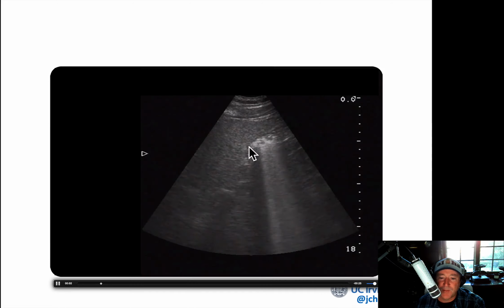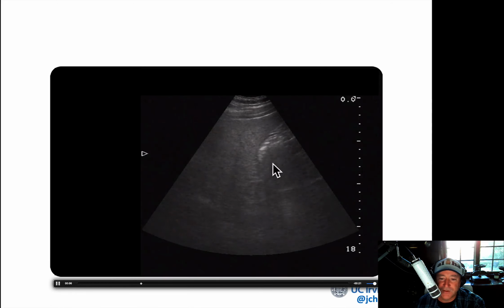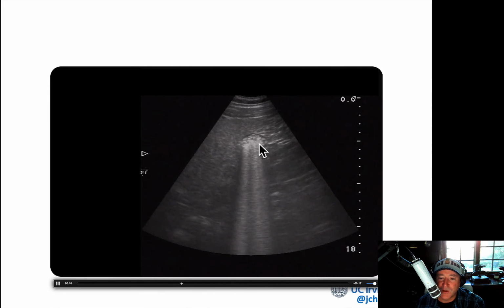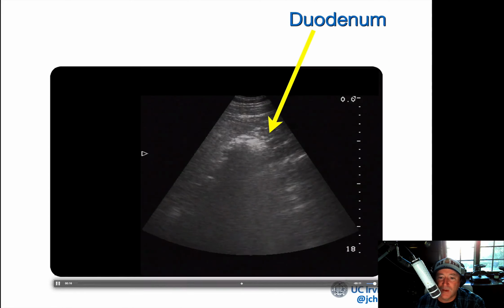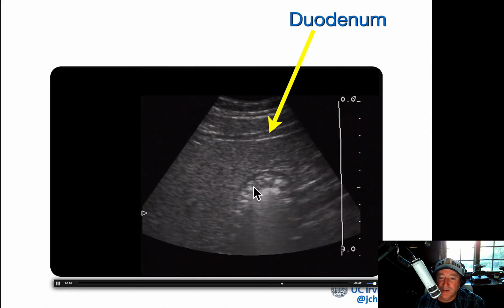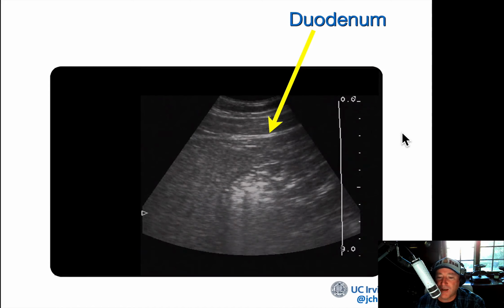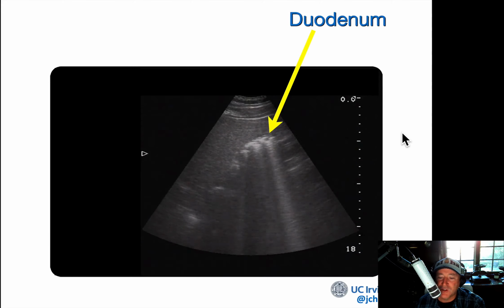In fact, here's a good example. You can see this structure here. It's got some shadows coming out of it, almost like comet tails, so that could be some air and some fluid mixing together. Somebody's saying, is this a WES? And you guys are smart now. You know that's definitely not a WES. That is the duodenum. There's air in the duodenum causing all these crazy shadows coming out of there, some hyperechoic, some hypoechoic. You've got air mixing with water, and the way the sound hits it, you get a comet tail. This is just straight up air and fluid in the duodenum.